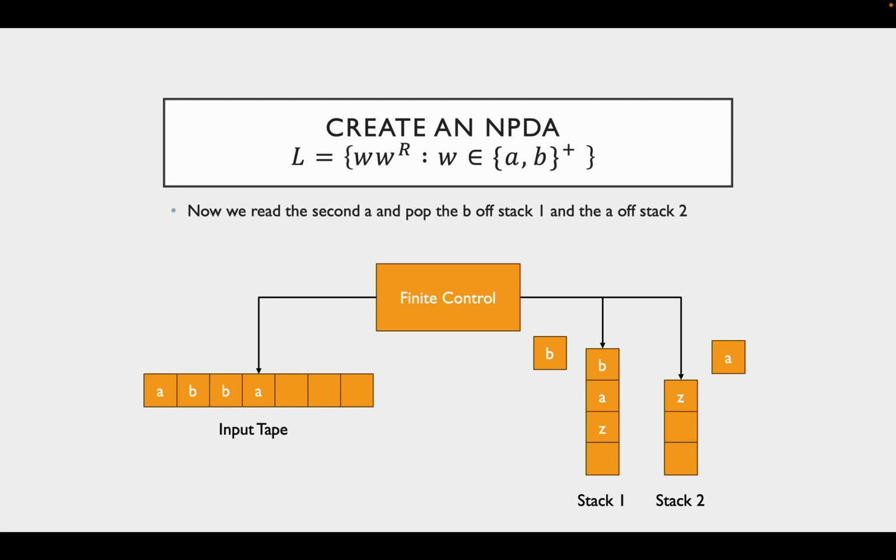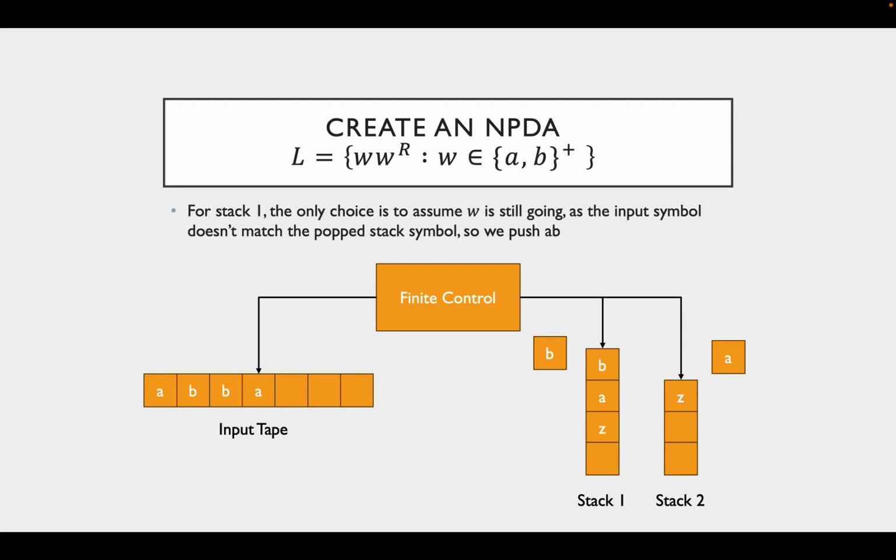Now we read the second A and pop B off stack 1 and A off of stack 2. For stack 1, the only choice is to assume W is still going, as the input symbol doesn't match the popped stack symbol, so we push AB. For stack 2, we've already assumed that we're reading WR, so we're looking for matching letters, which we have, so we push nothing.